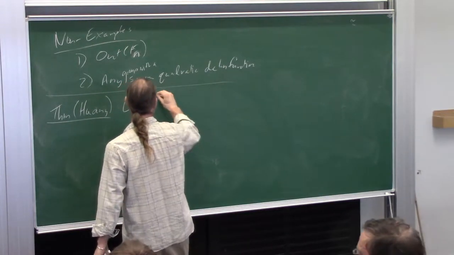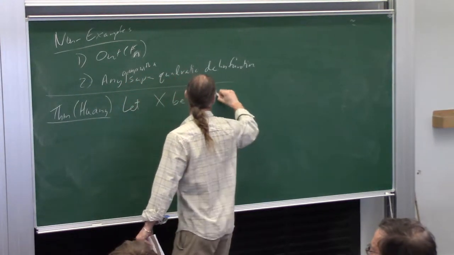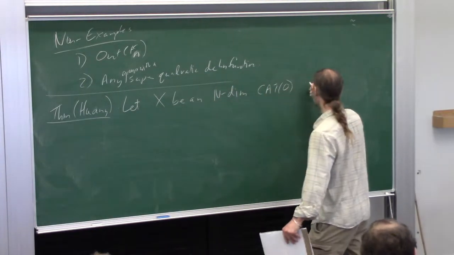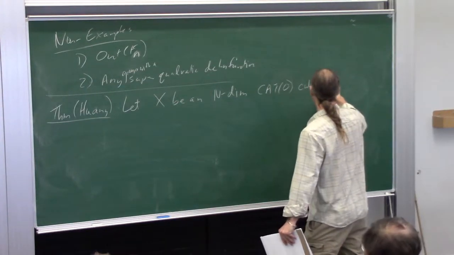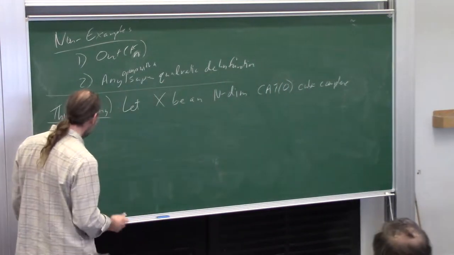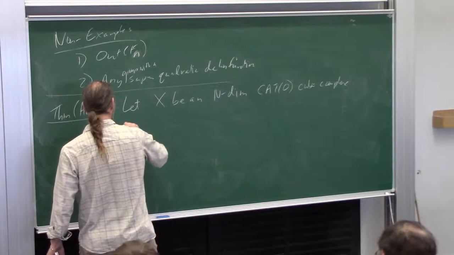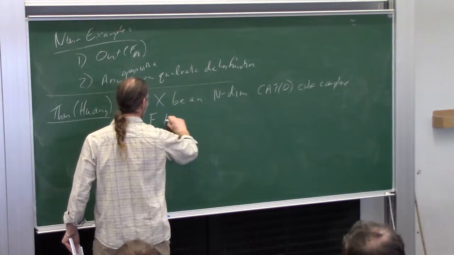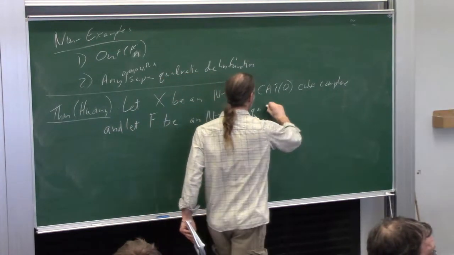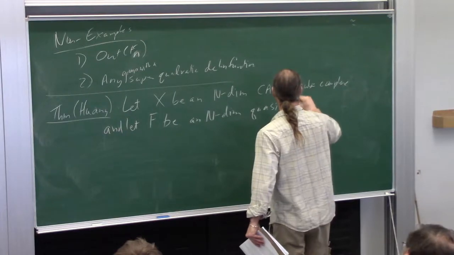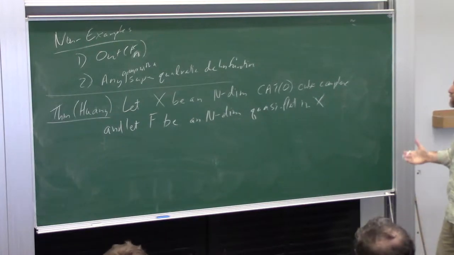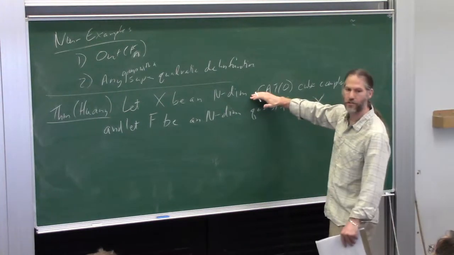And he proved: let X be an n-dimensional CAT(0) cube complex, and let F be an n-dimensional quasi-flat in X. Okay, so you have an n-dimensional CAT(0) cube complex, and then you have a quasi-flat of the same dimension as the ambient space.